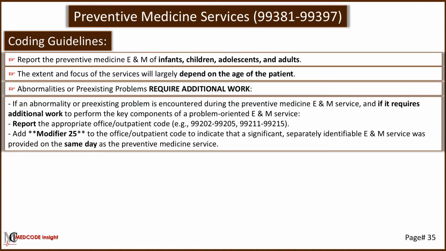Preventive medicine service codes are used to report preventive medicine evaluation and management of infants, children, adolescents, and adults. The extent and focus of the service will largely depend on the age of the patient. If an abnormality is encountered or a pre-existing problem is addressed in the process of performing this preventive medicine evaluation and management service, and if the problem or abnormality is significant enough to require additional work to perform the key components of the problem-oriented evaluation and management service, then the appropriate office or outpatient code should be reported.